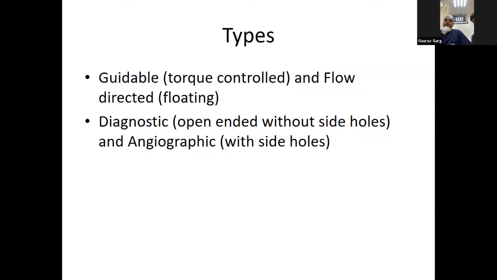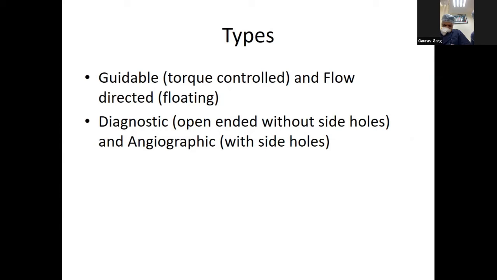Diagnostic purposes means these catheters are open-ended without side holes, and angiographic catheters are usually with multiple side holes. So what is the advantage of a multiple side hole catheter as compared to an end hole catheter? When we are using a side hole catheter for angiographic purposes, we give dye into the catheter so that the dye spreads equally in all the holes, and there is an equal spread of the pressures in the holes so that we do not injure the vessel wall.